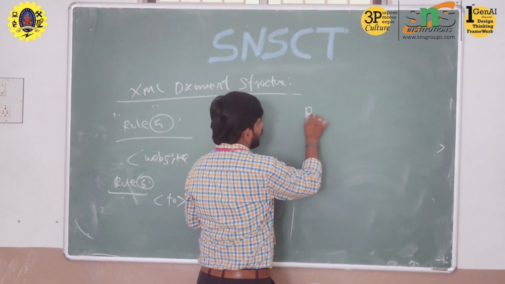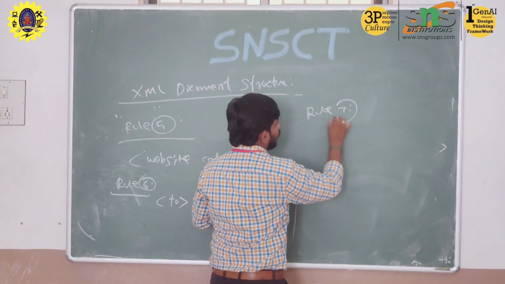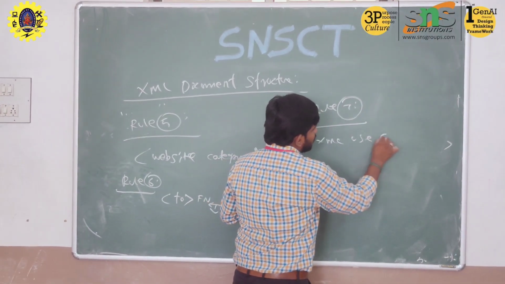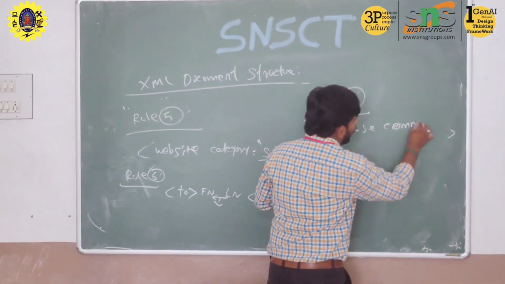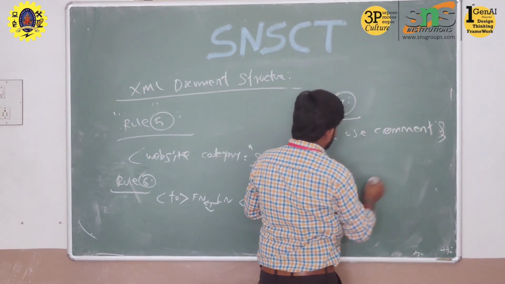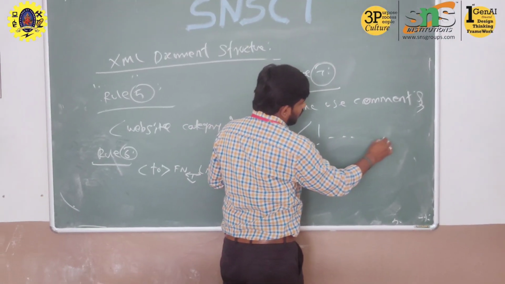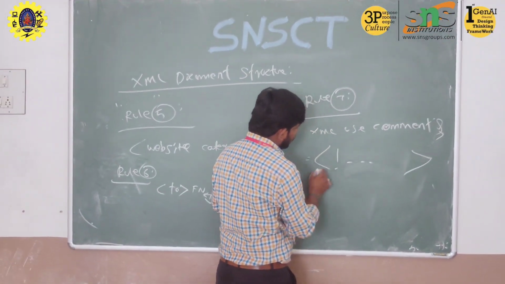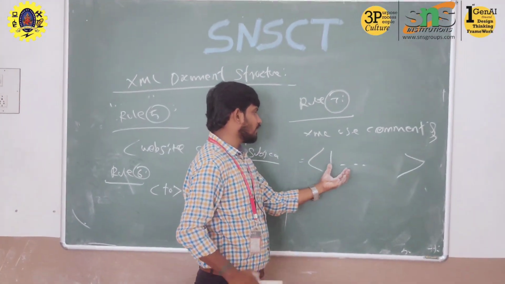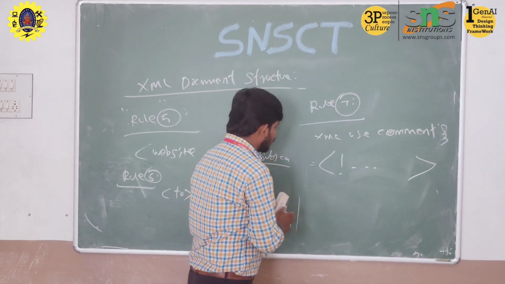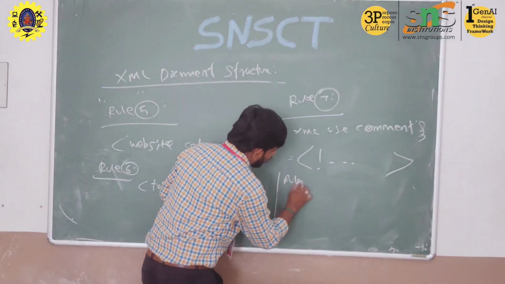Rule 7: in XML, we can use comments. For example, this is the comment syntax. Whatever content is present inside these markers is used as a comment.